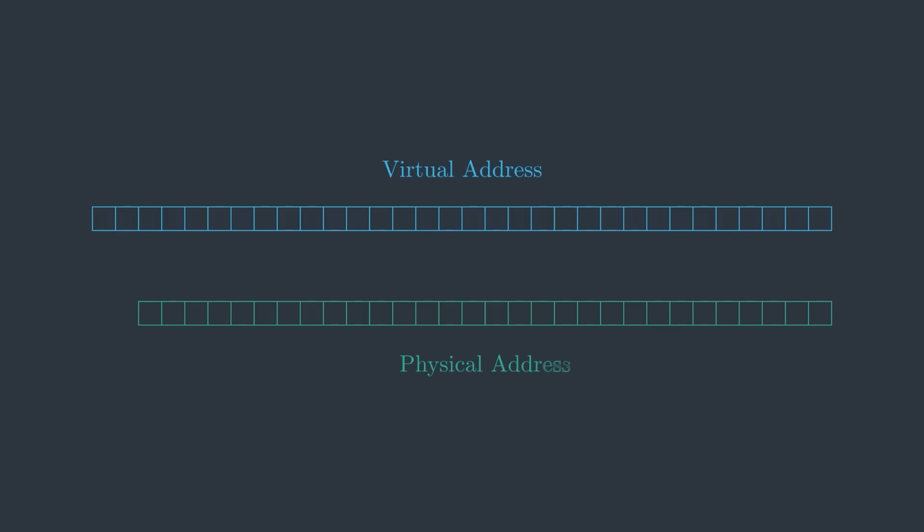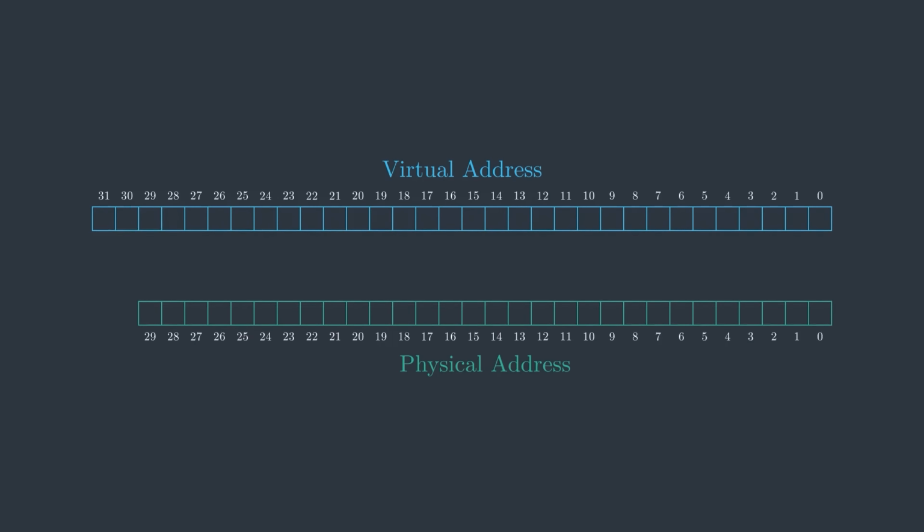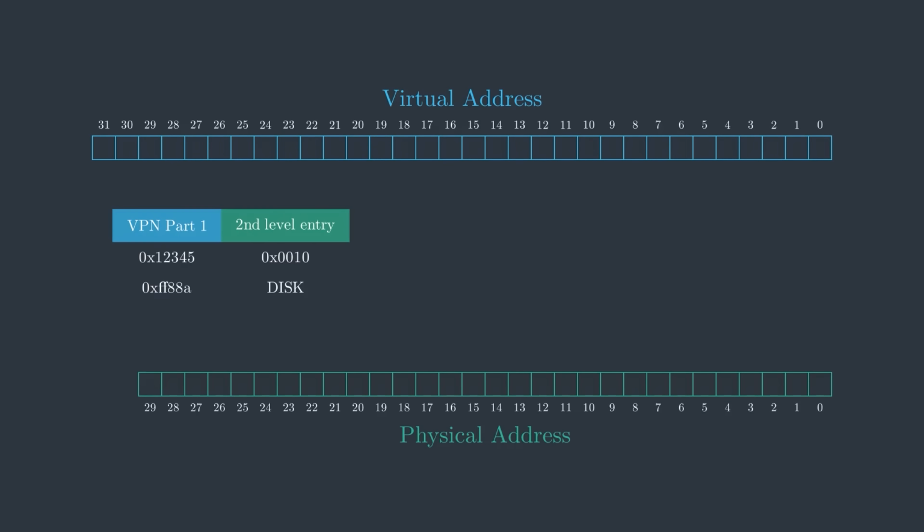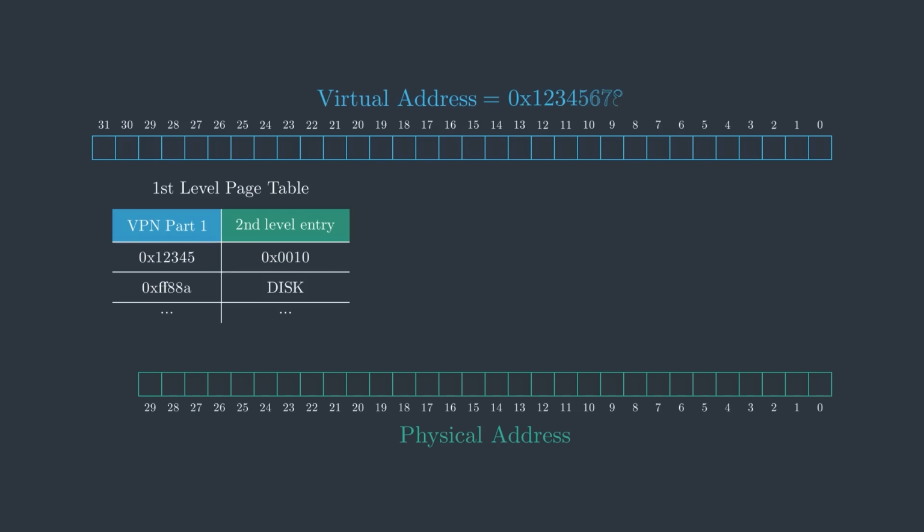We have 32 bits of virtual addresses and 30 bits of physical addresses. We are going to translate the same virtual address as before. The first level page table entries are always stored in RAM. And we have some second level page table entries, they are in RAM as well, but some of them can be on disk. With 4 kilobyte pages, the last 12 bits are used as an offset, which is the same as before, so we just copy them to the physical address.